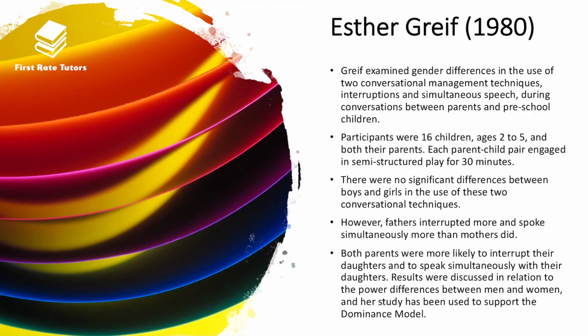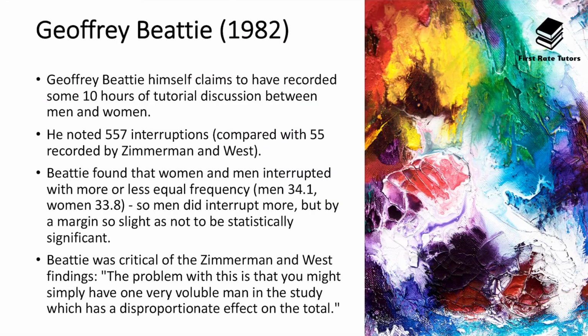What she found is that there were no significant differences between boys and girls in the use of these 2 conversational techniques. However, she found that fathers interrupted more and spoke simultaneously more than mothers did, and both parents were more likely to interrupt their daughters and to speak simultaneously with the daughters. Results were discussed in relation to the power differences between men and women, and her study has been used to support the dominance model. In other words, what this study might show is that very early on in children's lives, women are socialized into speaking less and accepting being interrupted more, whilst obviously the opposite is true for men.